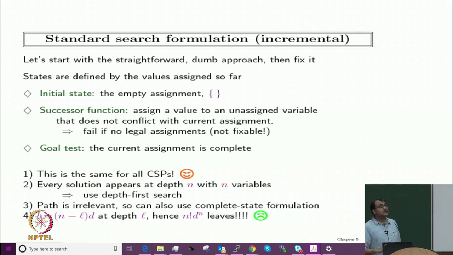This algorithm is going to be the same for all CSPs, irrespective of whether the variable means the location of a tile, position of a student, or the timing of a class, whatever it is. Every solution will appear at depth n. So, you will have depth first search, which is a good algorithm. However, we will have n factorial d to the power n leaves, where there are only d to the power n possible assignments. What am I doing wrong?